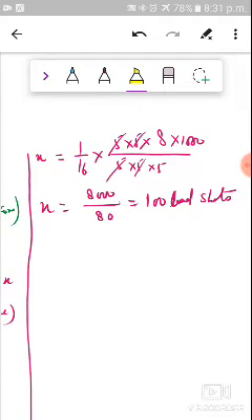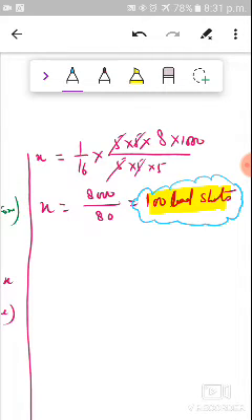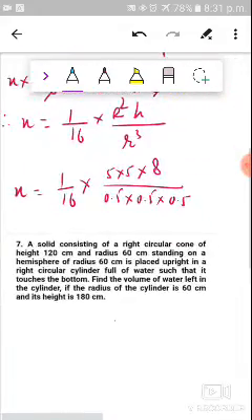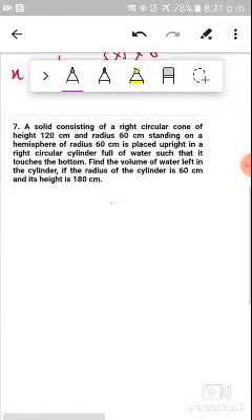Okay, how many lead shots we have dropped in that cone? 100 lead shots, right? So this is our answer. Okay, moving to next one, that is question number 7.